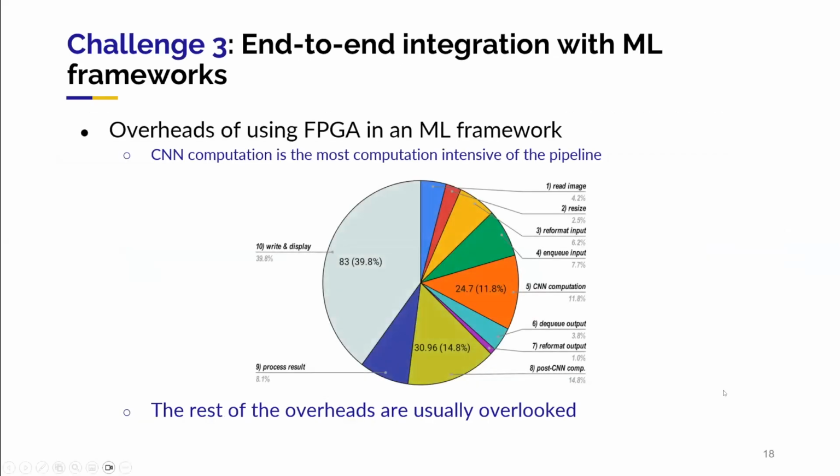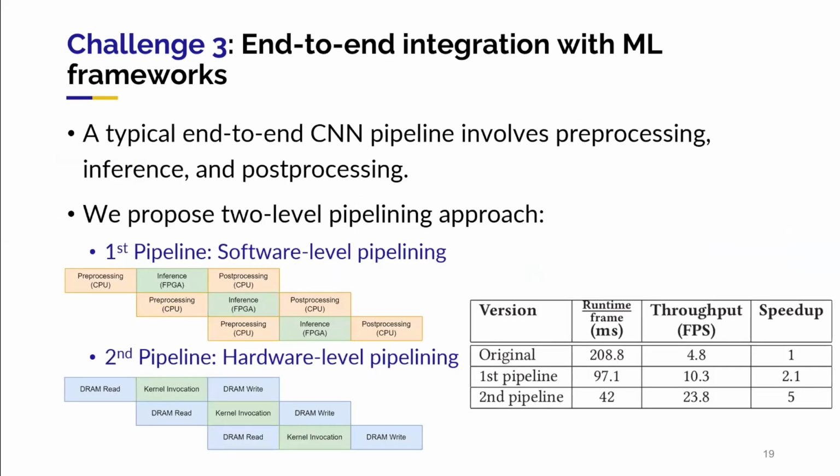The last challenge is the end-to-end integration with the machine learning frameworks. We see that the CNN computation is the most computation intensive, but there is a lot of overhead from the other pre-processing and post-processing steps of CNN pipelines, which are usually overlooked in prior works. So our approach involves a two-step, or two-level, pipelining approach.